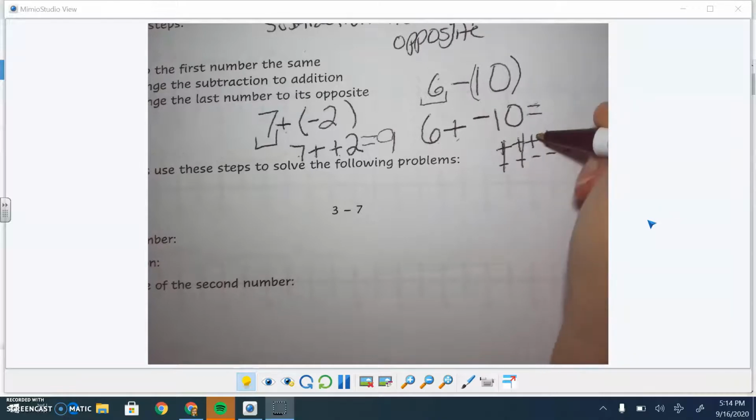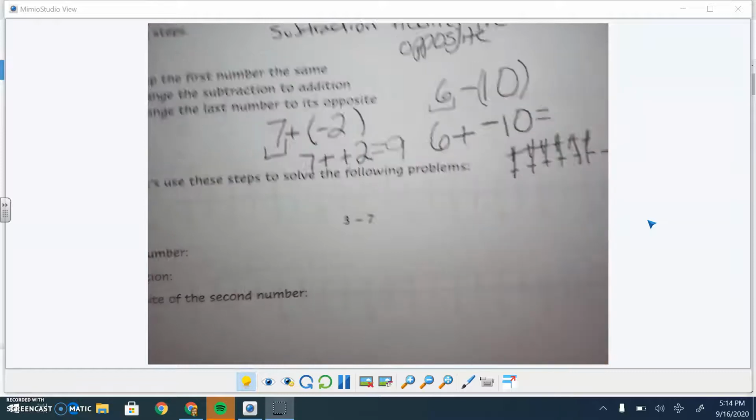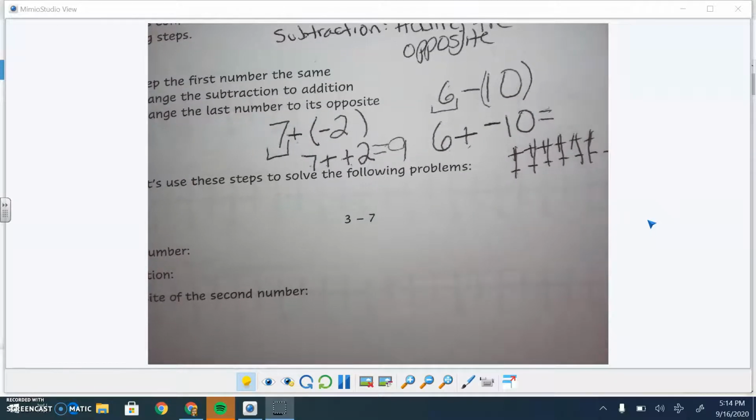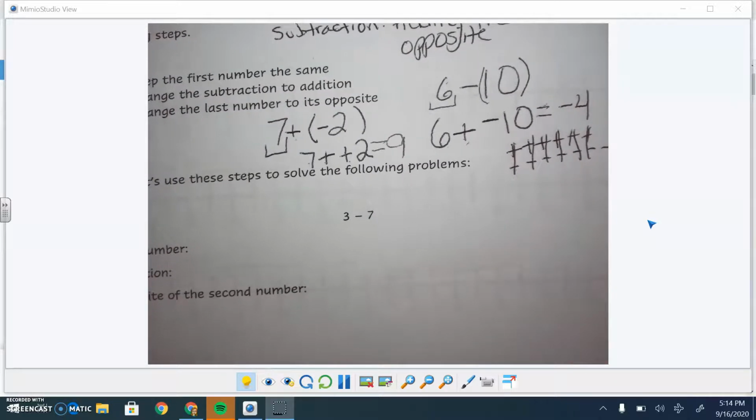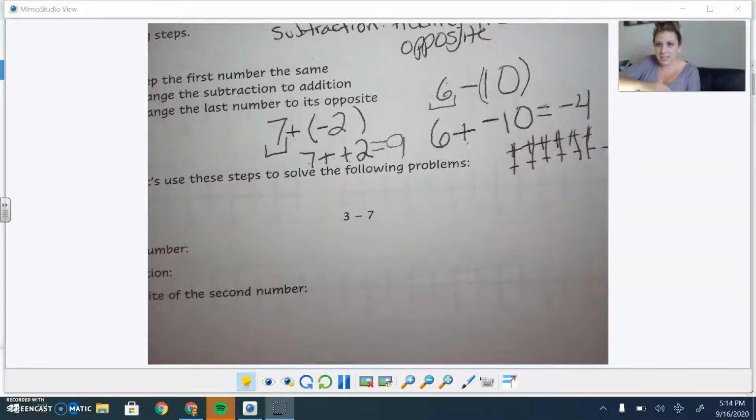We have, oops, there's supposed to be 6. We have 6 zero pairs, and we have 4 negatives left over, okay? So the most important thing to note here is that when you are subtracting, it's the same thing as adding the opposite. Okay? It's the same thing as adding the opposite.